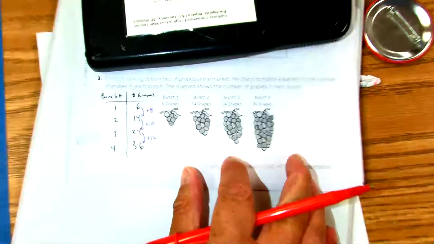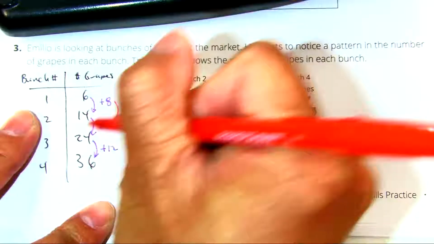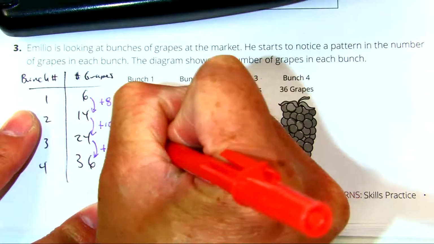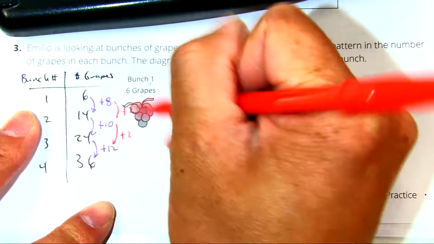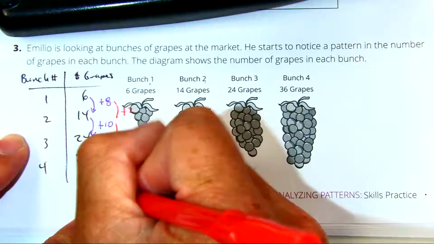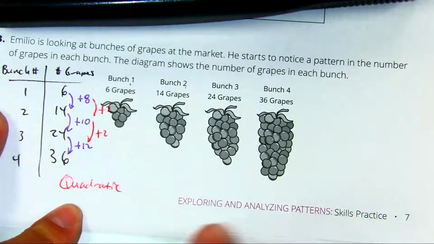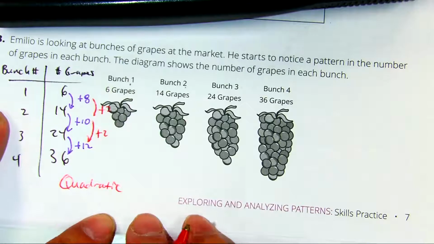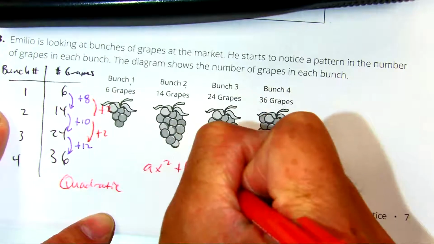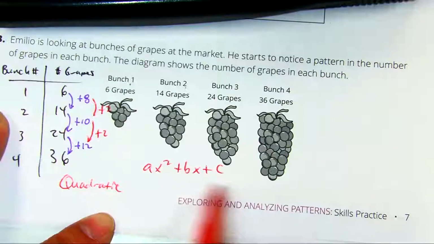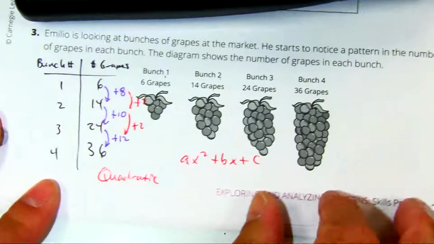Okay, how do I go from 8 to 10? 2. And here? 2. So, is this the same number? So, it is quadratic. Okay. To get our quadratic equation, ax squared plus bx plus c, to find the a value, you're going to have to use a formula.